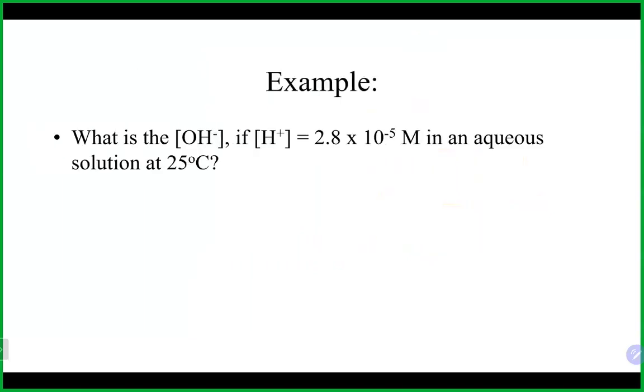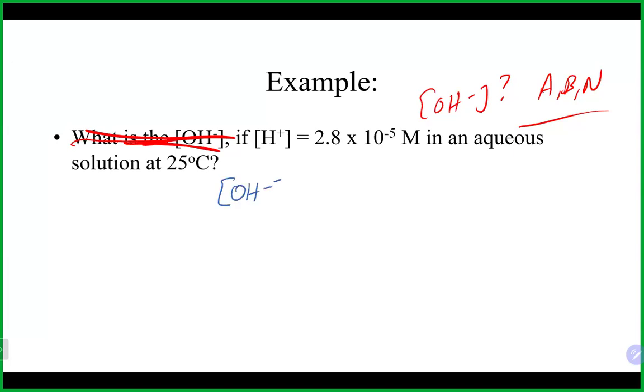So let's take a look at a couple more here, maybe. Let's just calculate the OH minus here. What is the OH minus in this one? And is it acidic, basic, or neutral? Okay, so looking at this one, it is the same calculation. OH minus here is going to be our KW value, our 1 times 10 to the minus 14, divided by what was given to us here, which is our H plus, 2.8 times 10 to the minus 5.